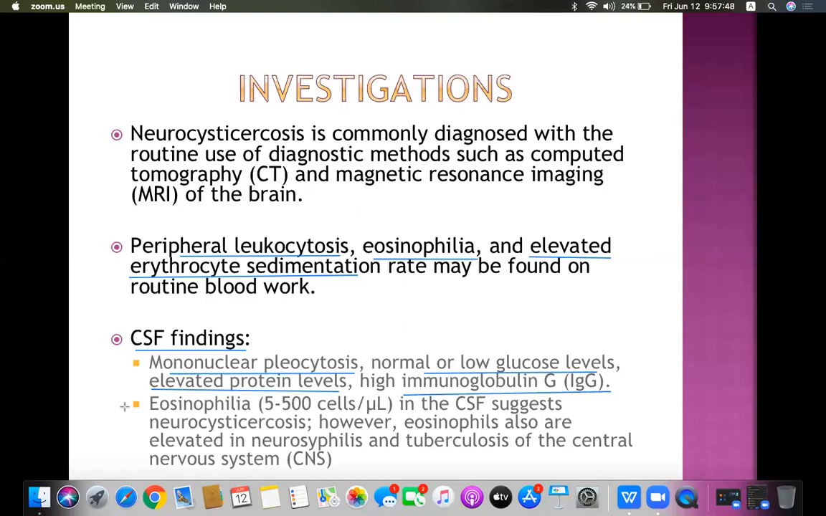Apart from them, even eosinophilia may be present in the CSF. And this tells us it may be caused by neurocysticercosis. But even in tuberculosis, sometimes eosinophilia may be present in the CSF. But more common is definitely neurocysticercosis.